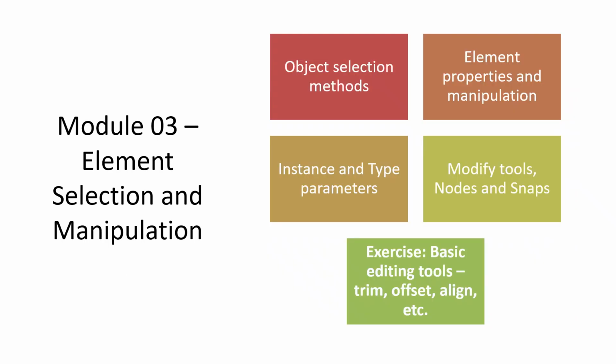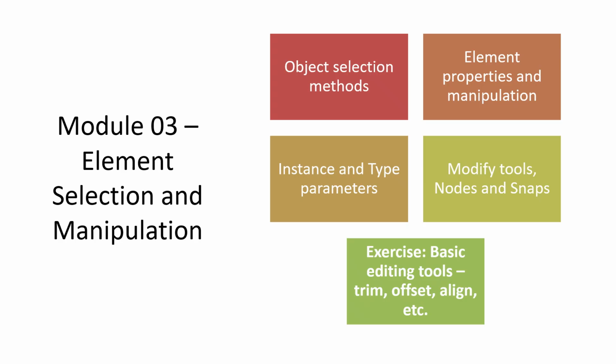Module 03, Element Selection and Manipulation. In this module, we focus on how to interact with elements inside the Revit environment, selecting, modifying, and understanding their properties. We begin by exploring object selection methods. Revit offers multiple ways to select elements, whether individually, by filter, or using selection boxes. Knowing how to control selection is key to working efficiently.